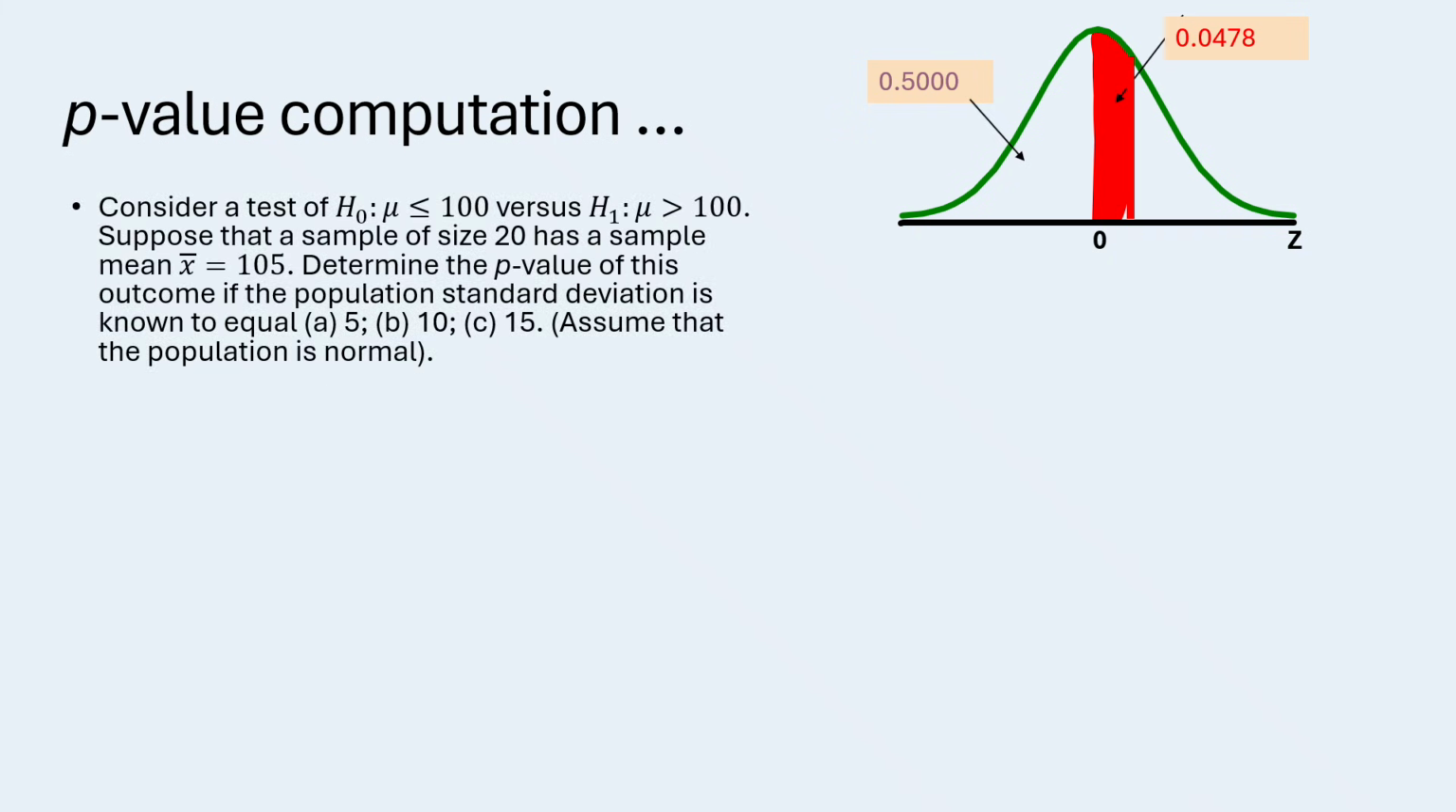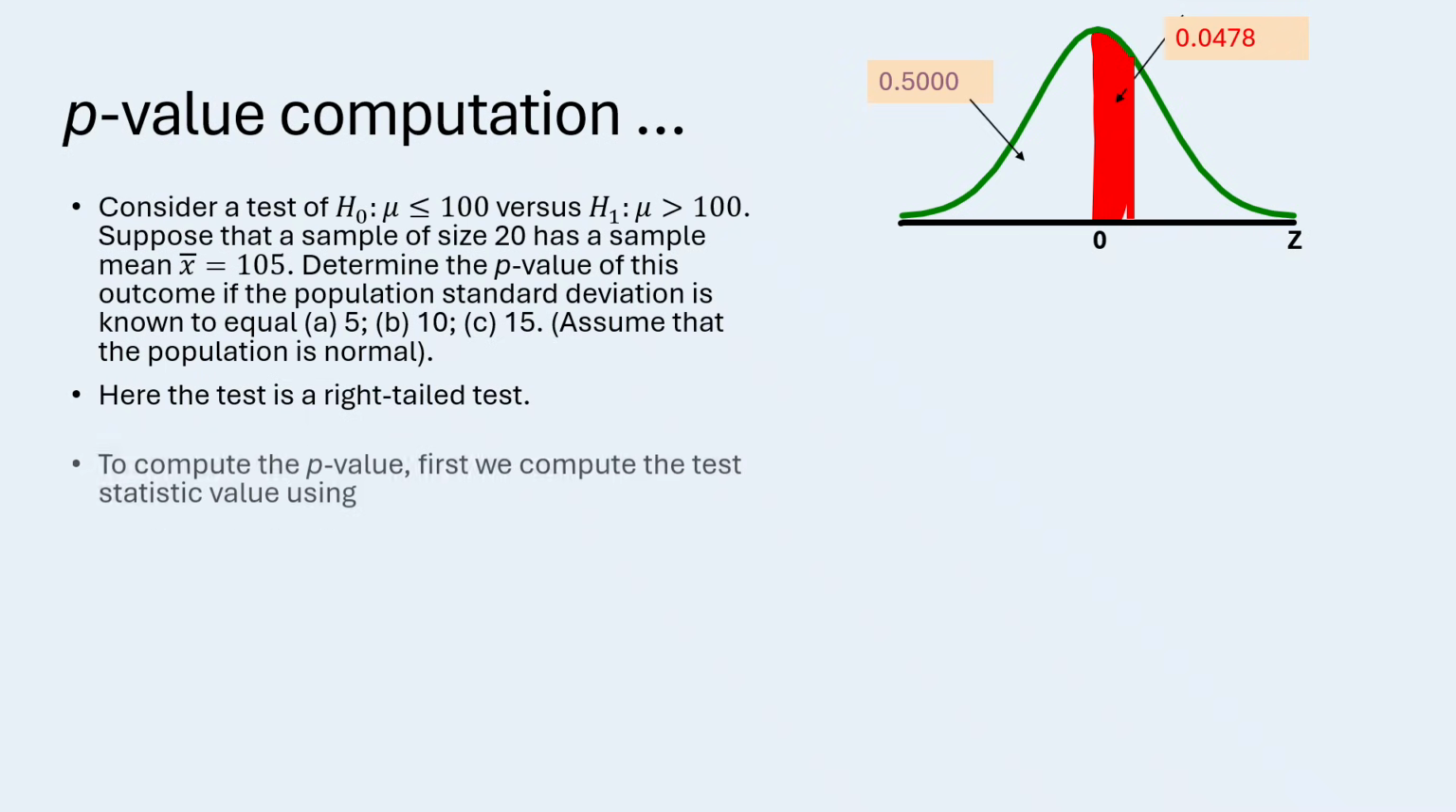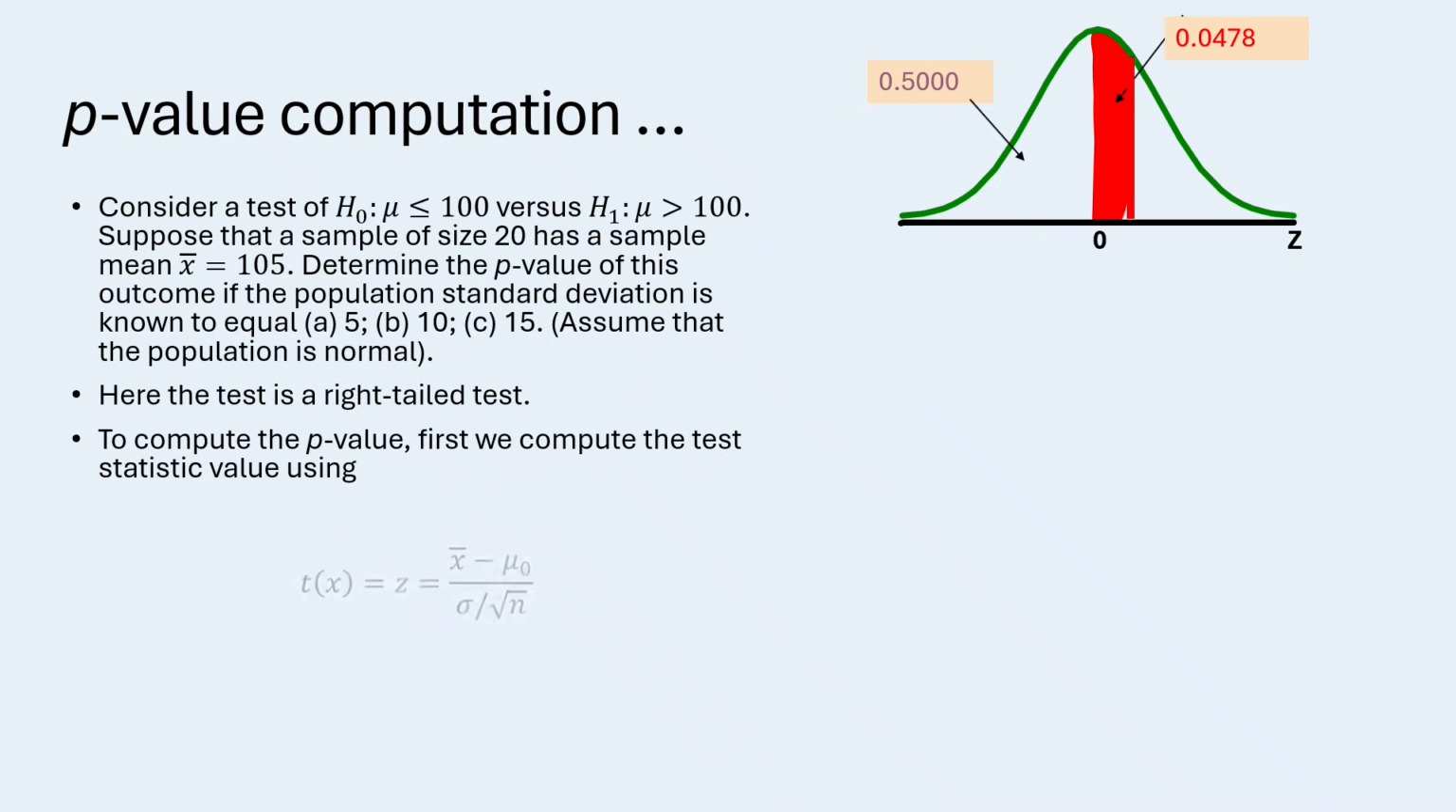So we have a simple example. H0: mu less than or equal to 100 is tested against H1: mu greater than 100. And some sample information is also given. Sample size is 20 and X bar is 105. So let us compute the test statistic as well as the p-value for different standard deviations. So we will understand whether changing the standard deviation has any effect on the p-value. Naturally, it will.